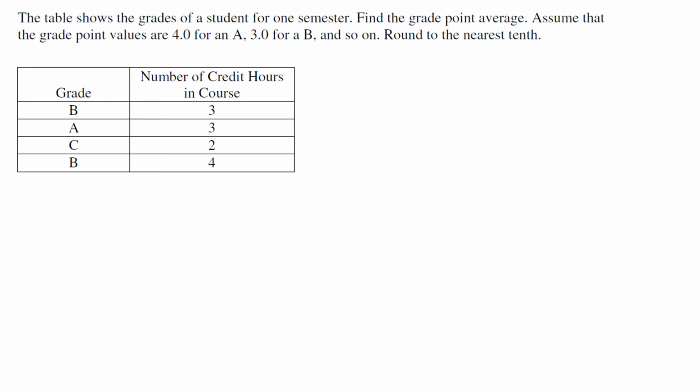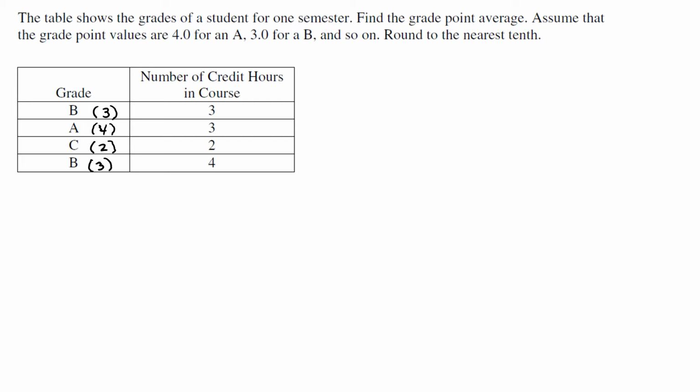So if a student earns a grade of a B, then they get 3 points for each credit hour in that course. If they get a grade of A, they get 4. C, 2, and B, 3. So basically you get more points toward your overall GPA, your grade point, if you get an A, which makes sense, right?